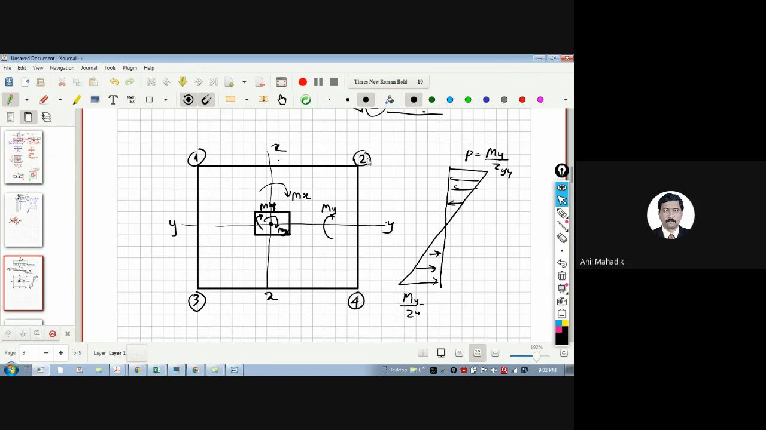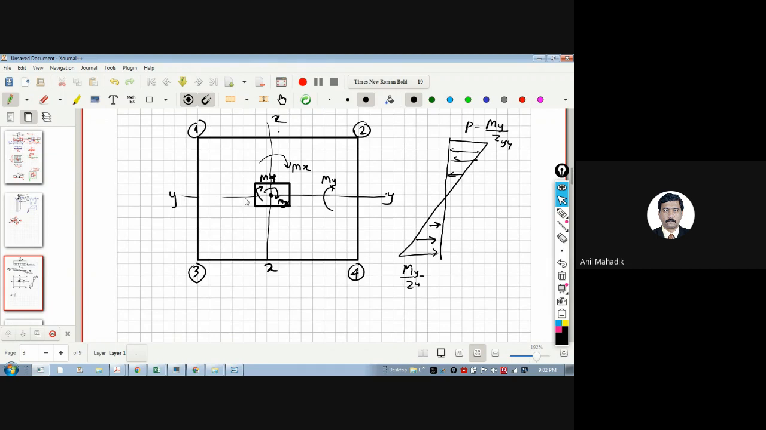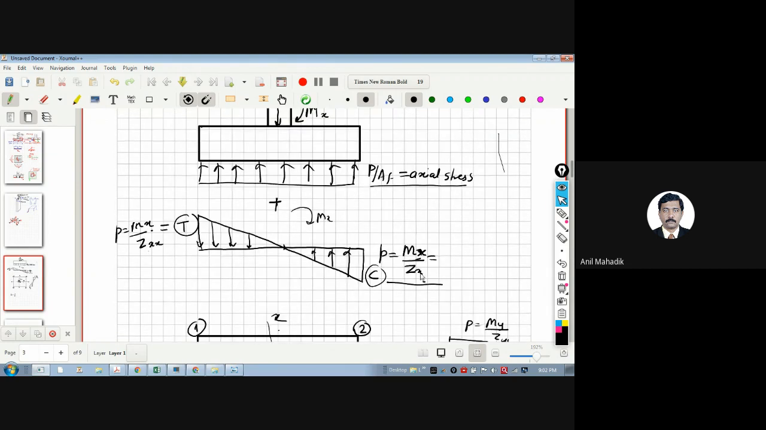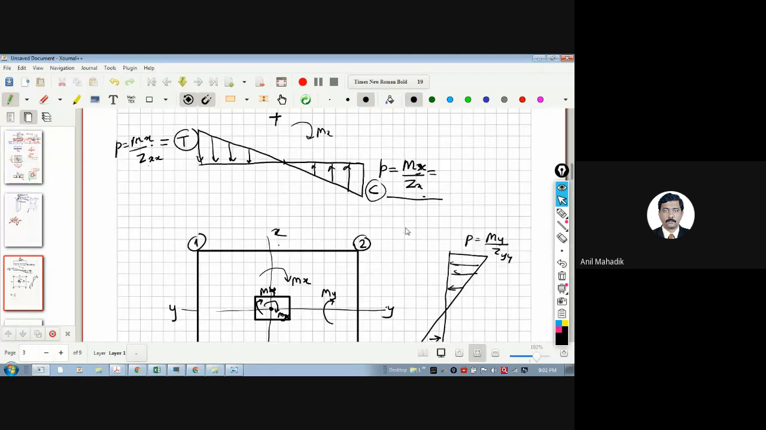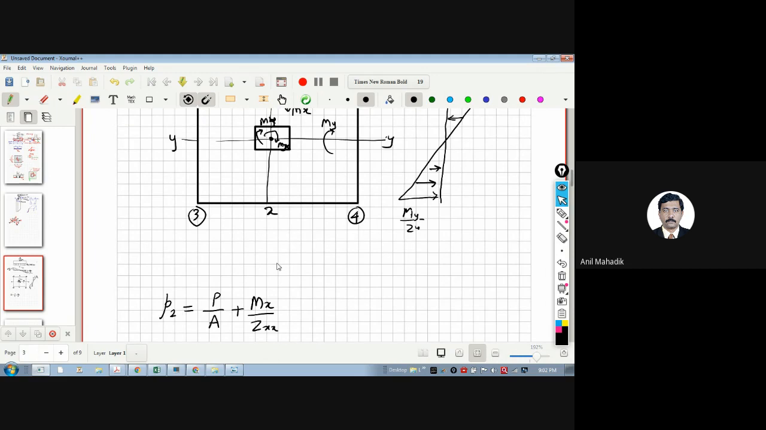Yes, sir. So if I ask you to calculate the pressure at point 2, I call it P2, how much pressure will I get? First will be P upon A due to the axial load, and this is compression here. So Mx upon Zx, right? Yes, sir. So this will be plus, because it is compressive. So plus Mx upon Zx.